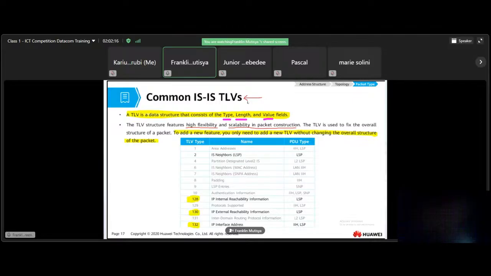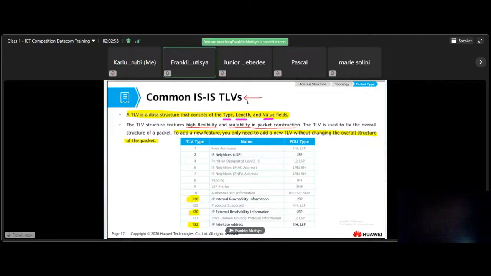And that's why we have said ISIS is ideal for a large network compared to OSPF. OSPF will be ideal for a small network, but if you have a large network, ISIS comes in better, in that it has TLV values. You can modify the packets to carry additional information. Yeah, so we call these fields type length values. So TLVs feature high scalability and high flexibility in packet construction.